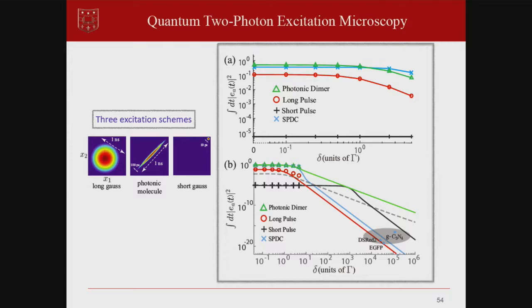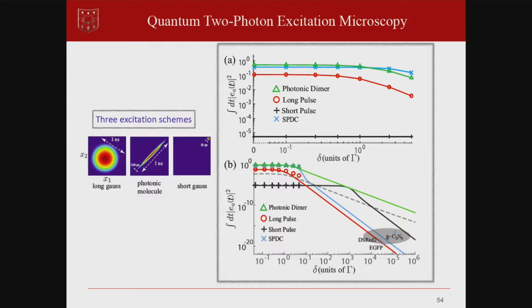So here we plot the excitation efficiency of the different excitation schemes. Here shows the short pulse. Again, these are of interest to atomic coherent control, but for imaging purposes, what is of interest is this range. So here represents some common fluorophores used in optical imaging. And the short pulse gives you this excitation efficiency.